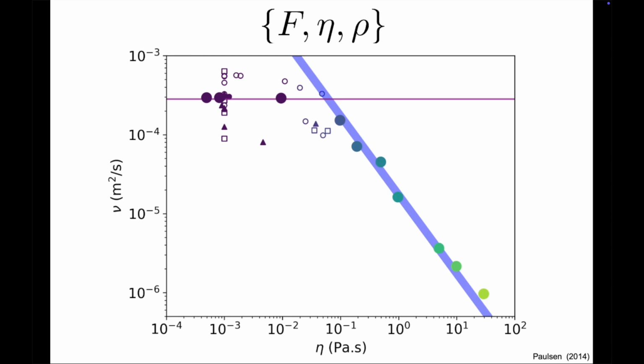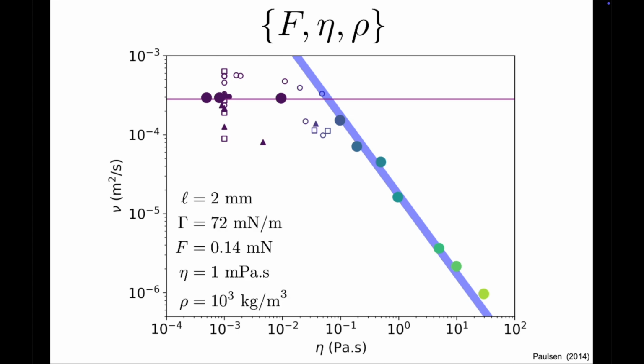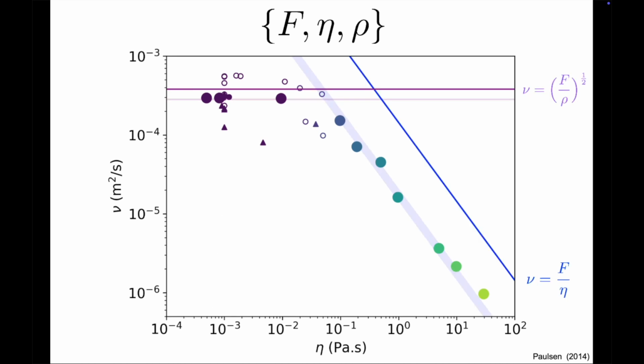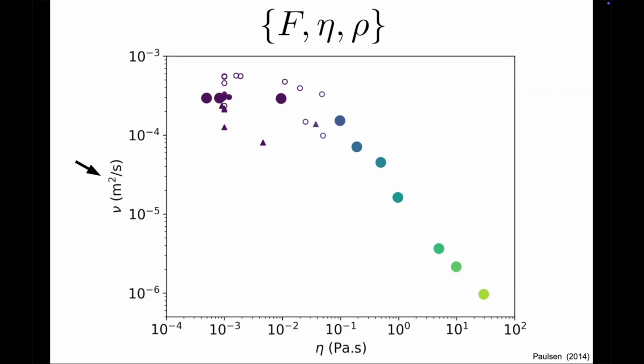Obviously, most of the new data points do not fall on the 2 regimes we drew from Paulson's experiment. And this is not surprising since the values of the mechanical parameters vary from one experiment to another. For example, for a 2 millimeter drop of water, the values of the force, the viscosity, and the density would predict these lines. We know what we have to do. We have to properly scale the axes. That is, we have to find objective units. Let's start with the diffusivity.